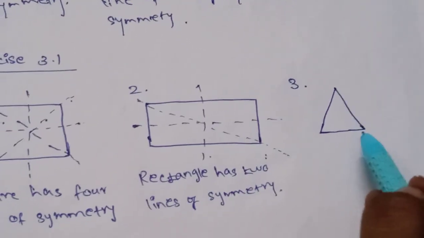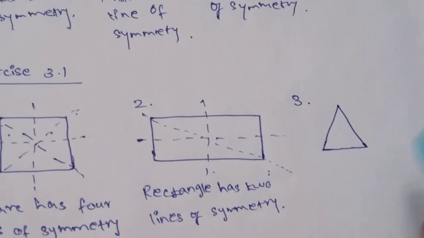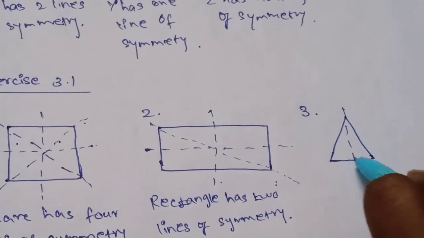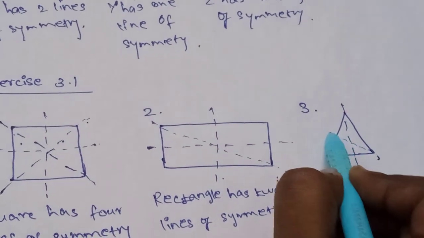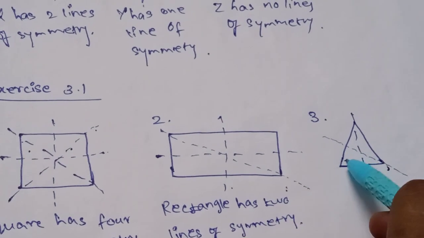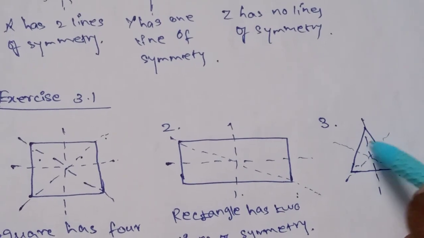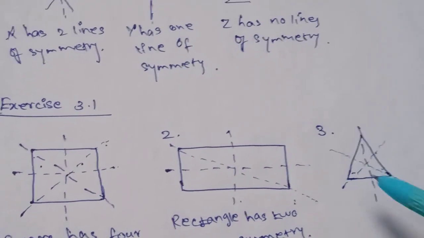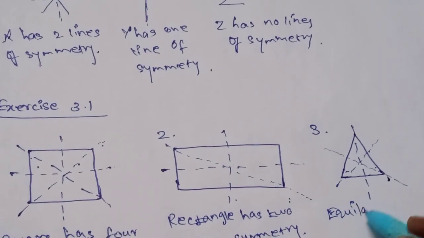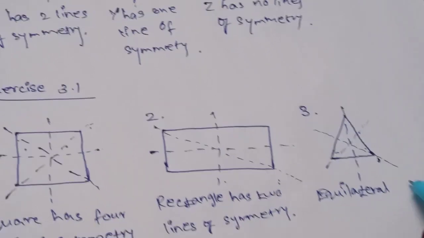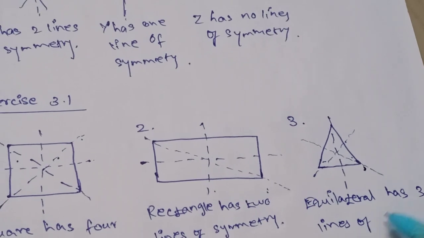Okay, third one, it is an equilateral triangle. Equilateral triangle means all the sides are equal. So this one we can divide by the center first. So this side is equal. Then we can divide it this way, so this triangle and this triangle will be equal. Then if we divide it in this way, it will also be equal because all the sides are equal with an angle of 60 degrees. So an equilateral triangle has three lines of symmetry.